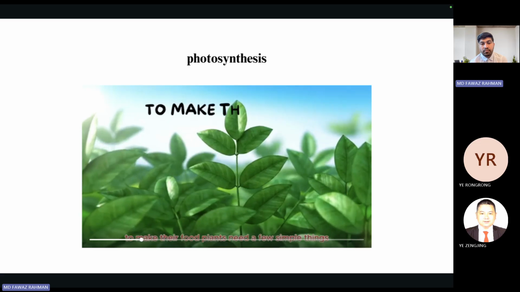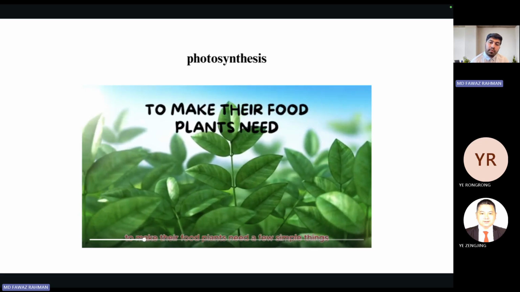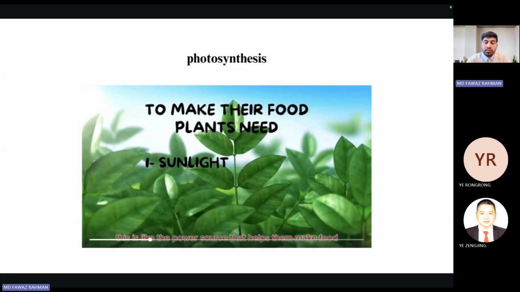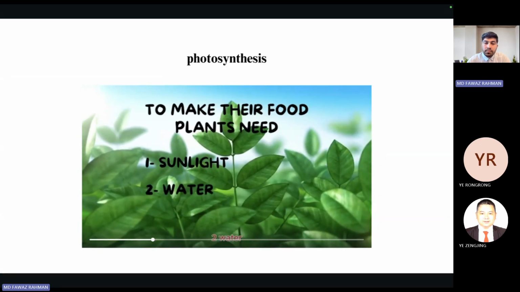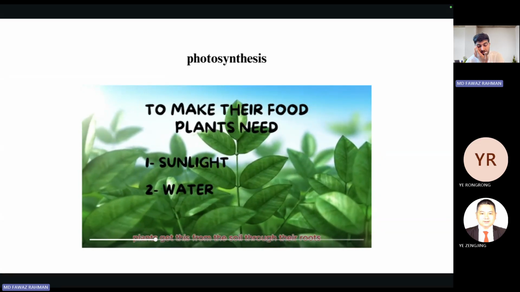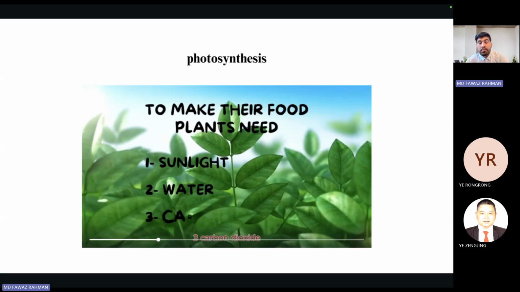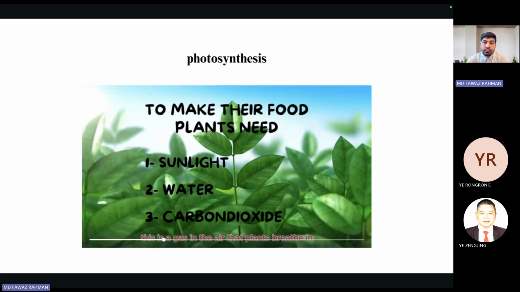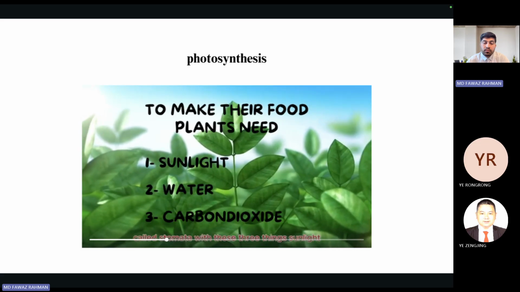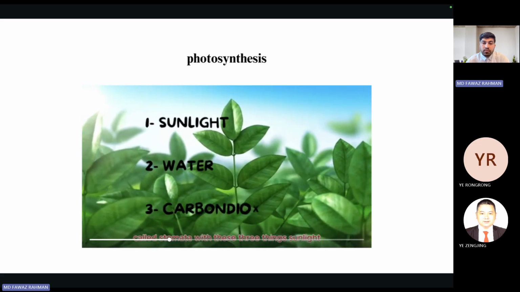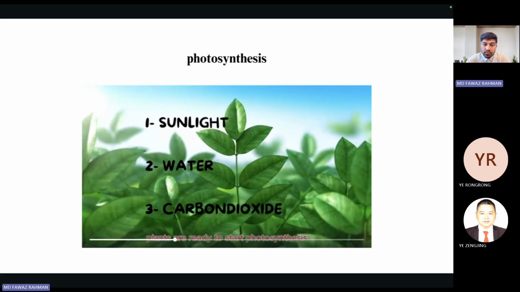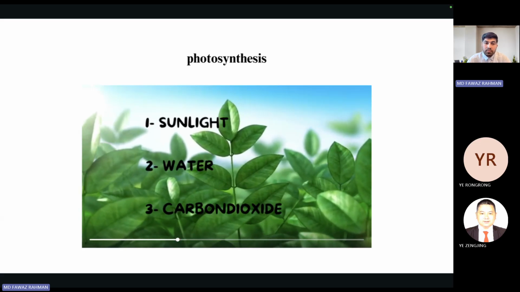To make their food, plants need a few simple things. 1. Sunlight. This is like the power source that helps them make food. 2. Water. Plants get this from the soil through their roots. 3. Carbon dioxide. This is a gas in the air that plants breathe in through tiny holes in their leaves called stomata. With these three things, sunlight, water, and carbon dioxide, plants are ready to start photosynthesis.